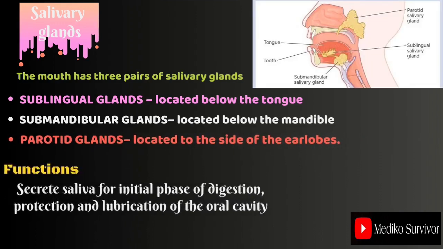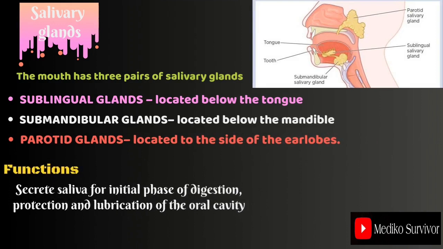And the functions of these glands include secreting saliva for initial phases of digestion, and protection and lubrication of oral cavity. In a typical 24-hour period, 0.5 to 1.5 liter of saliva is secreted.